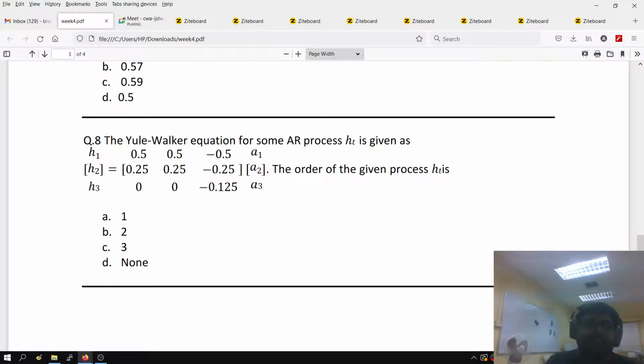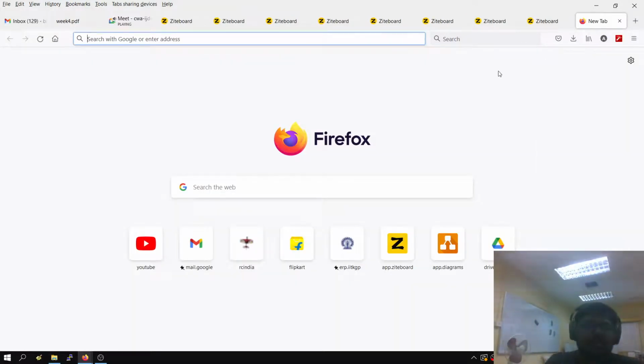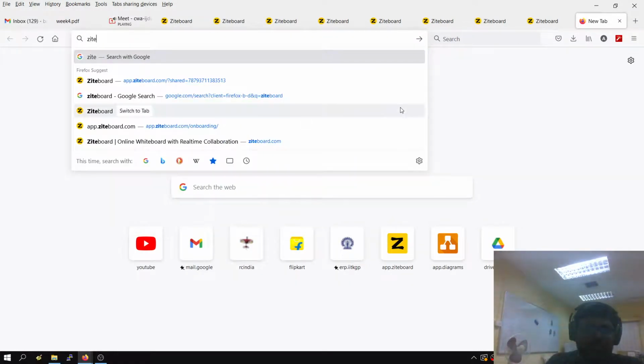So the next question is the Yule-Walker equation for some AR process, where h(t) is given by a matrix, and the equations are given and alpha parameters are also given. So let me clarify this equation. Why this is sort of AR model, I am thinking.